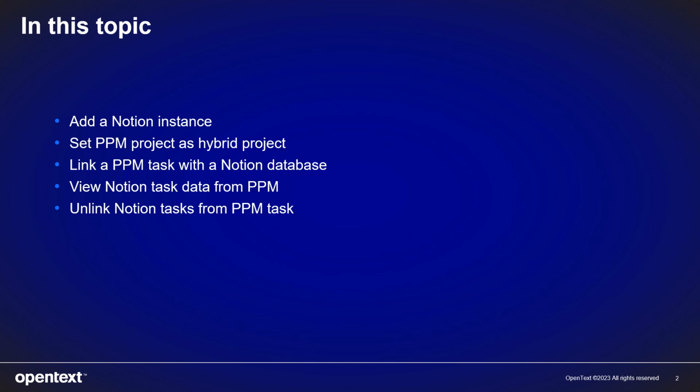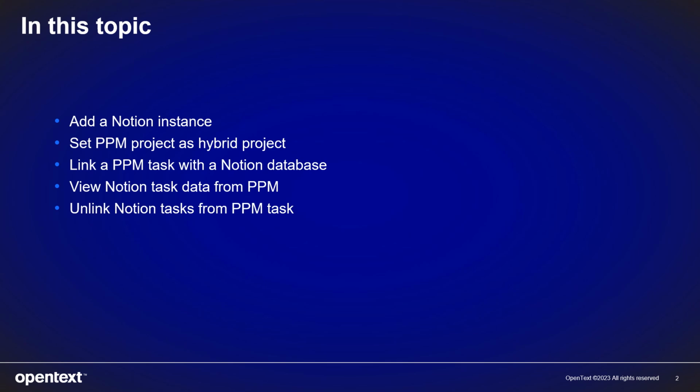1. Add a Notion instance. We'll start by setting up an integration connection between Notion and OpenText PPM, ensuring that both systems can communicate effectively. 2. Set a PPM project as a hybrid project. Next, we'll configure your PPM project to operate as a hybrid project, allowing it to handle tasks from both traditional and agile methodologies.